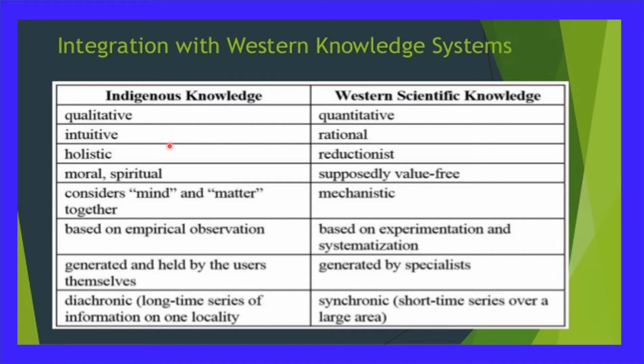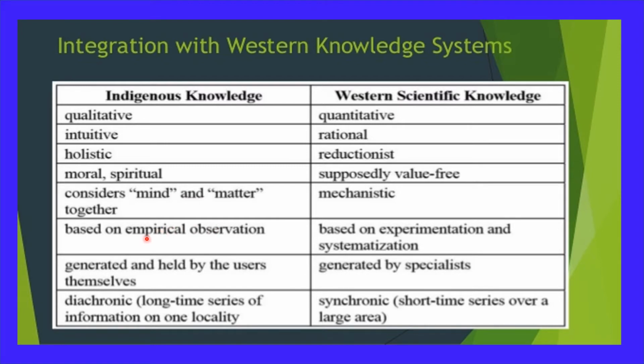The Indian knowledge system is holistic in nature. The Western knowledge system is a reductionist process. Indigenous knowledges are moral and spiritual. Western scientific knowledge is supposedly value free. And indigenous knowledge systems consider mind and matter together. Western scientific knowledge is mechanistic.